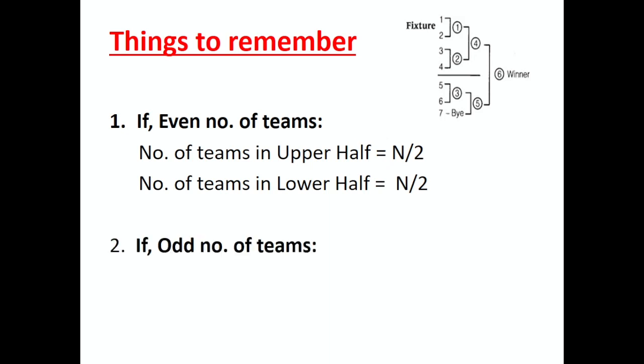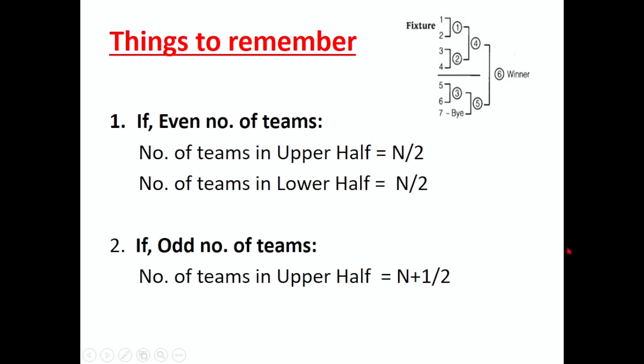Please remember it. If the number of teams is odd, like in this picture where you can see there are 7 teams, which is odd, here also you divide the teams into 2 halves with the help of this formula. The number of teams in the upper half equals (n plus 1) by 2. The number of teams in the lower half equals (n minus 1) by 2.